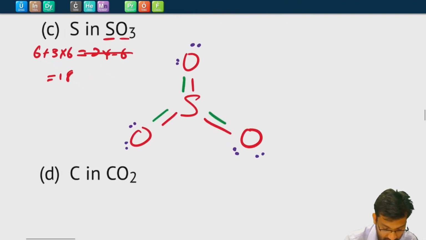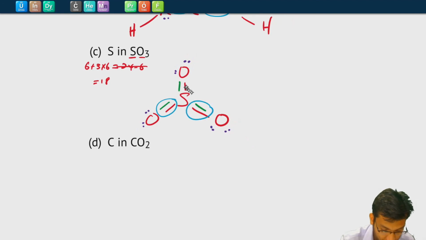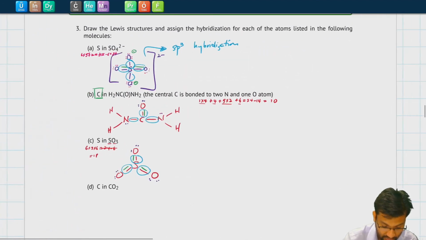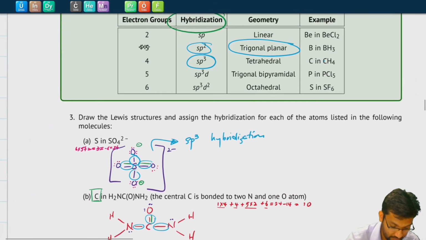Now the formal charge of sulfur is 1, 2, 3, 4, 5, 6 bonds, so 6 minus 6 is 0, right? And the formal charge of each of the oxygens is also 0. So this is the structure of SO3. But we're interested in hybridization. How many electron groups? 1, 2, 3. So the hybridization here is going to be sp2 again, right? Trigonal planar structure.